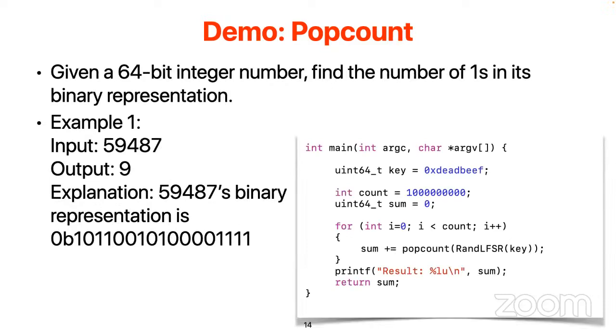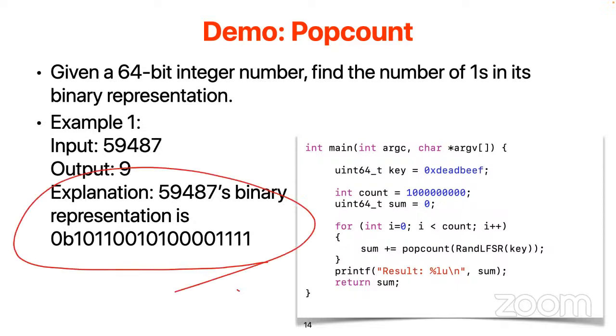And so that's what I said, the LeetCode style, right? So if today I give you a 64-bit integer number, I want you to find the number of ones in its binary representation. For example, if I have a number 59487, the output would be 9, because its binary representation is something like this, right? And then there are 9 ones here, right?